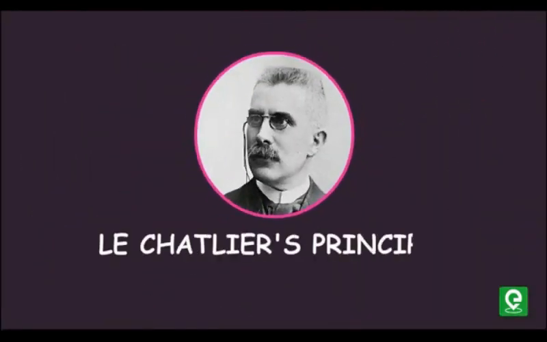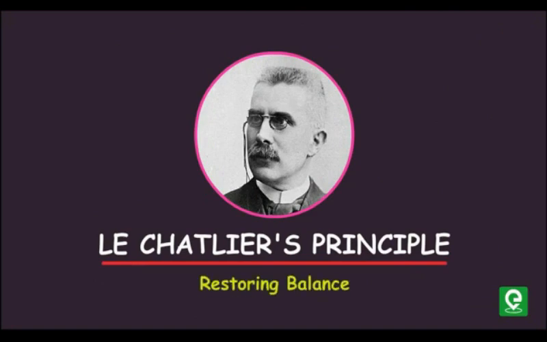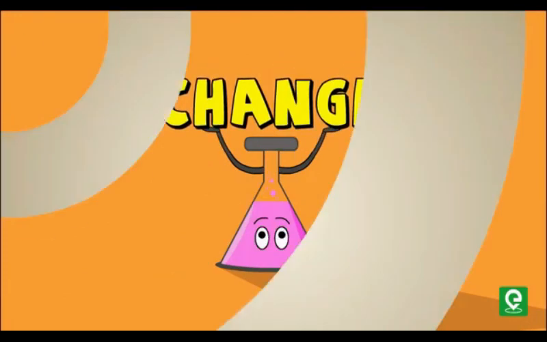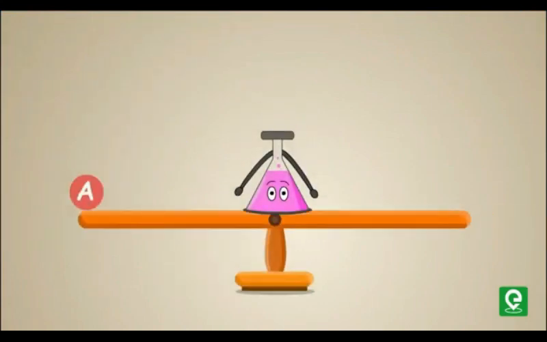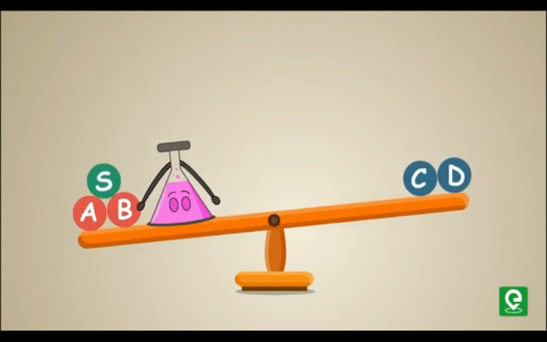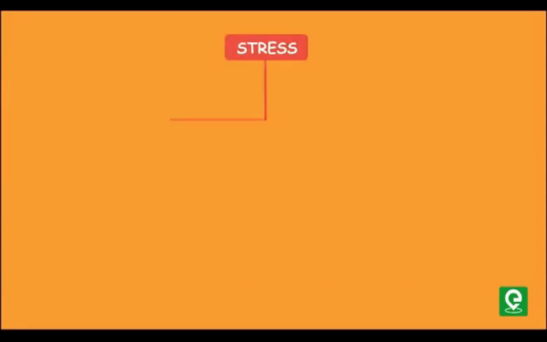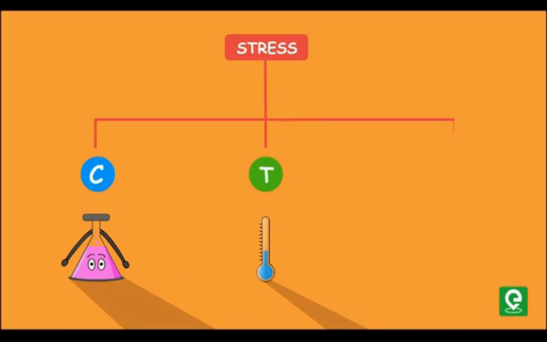Le Chatelier, a French chemist, first noticed this phenomenon of restoring balance in chemical reactions. He observed that a system always acts to oppose changes in chemical equilibrium. If stress is placed on a system at equilibrium, the system will proceed in the direction that minimizes the stress and helps in restoring equilibrium. Stress can be applied on a chemical reaction by changing concentration, temperature, or pressure.